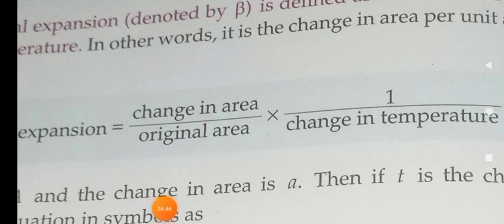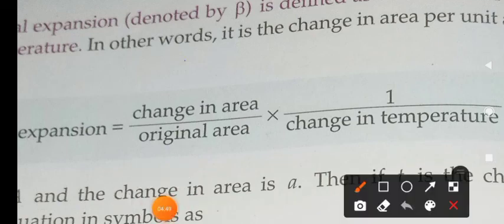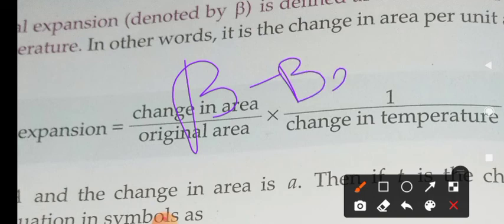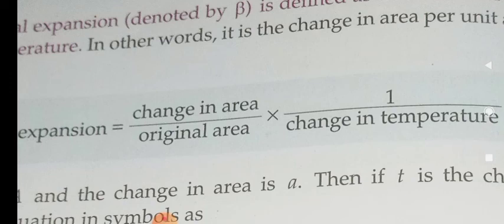It is denoted by the symbol beta. This is the symbol of beta, B-E-T-A. Again it is a Greek word. It represents the alphabet B in the Greek language. So the superficial expansion symbol is beta. And the coefficient of linear expansion, its symbol is alpha. Keep in mind. Okay, children, you understood superficial expansion?